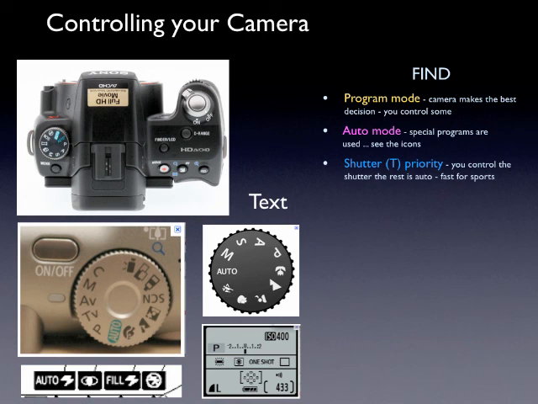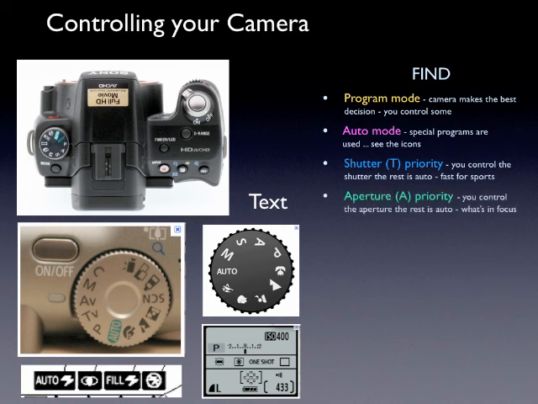Shutter priority, and it's either an S or a T. S stands for shutter, T stands for time. If you set it on that setting, you control the shutter speed, but the camera will automatically adjust the aperture and sometimes the ASA. So shutter priority is you control how quickly the picture is taken.